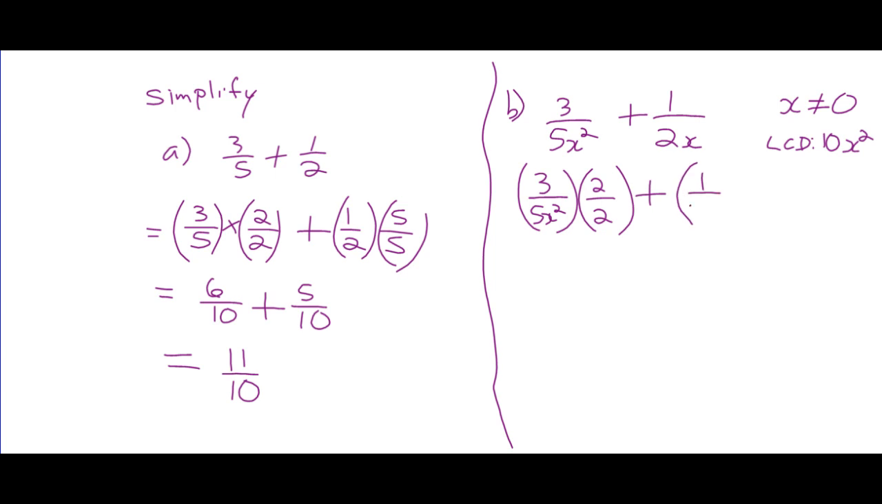Plus, okay, I got 1 over 2x. So what do I have to do to 2x to get 10x squared? Multiply by 5x, right? So that, and what goes up here? Another 5x, right? So 5x, 5x.